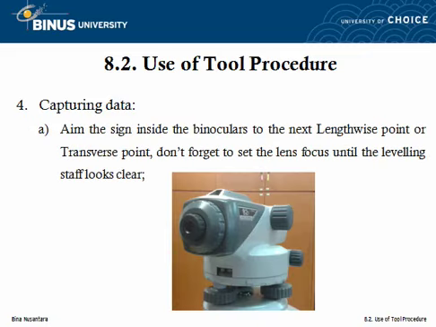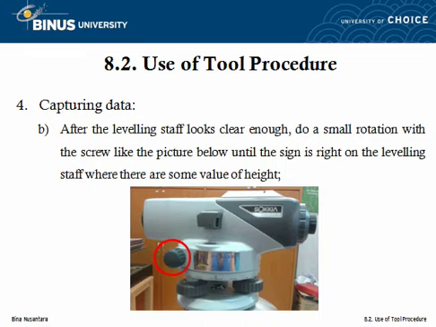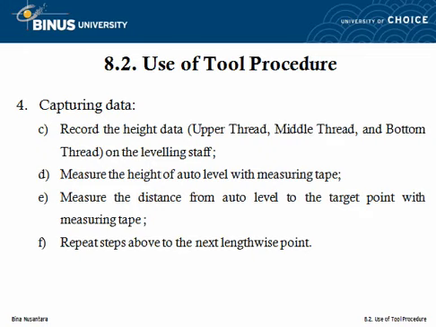And to capture data, aim the sign inside the binoculars to the next lengthwise point or transverse point. Don't forget to set the lens focus until the leveling staff looks clear. After the leveling staff looks clear enough, do a small rotation with the screw like the picture below until the sign is right on the leveling staff where there are some values of height. So, record the height data, upper thread, middle thread, and bottom thread on the leveling staff.